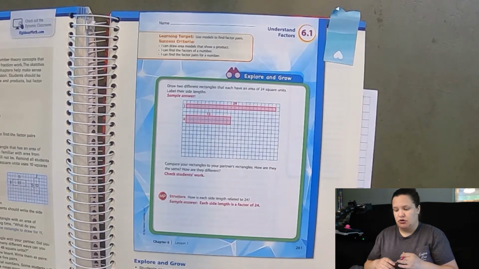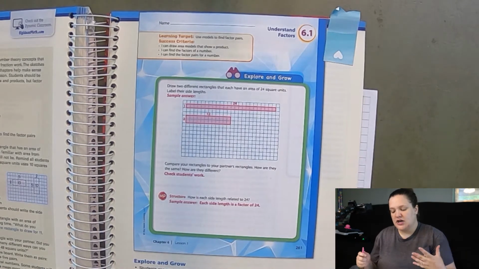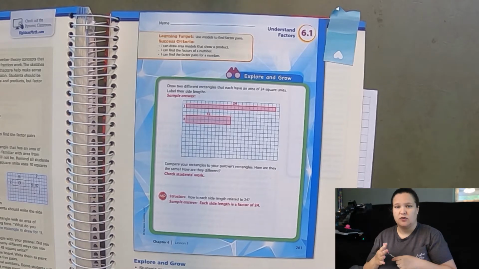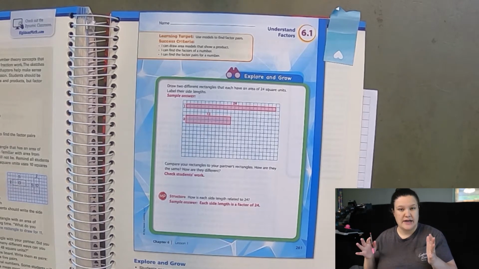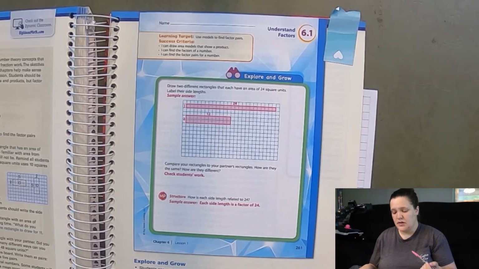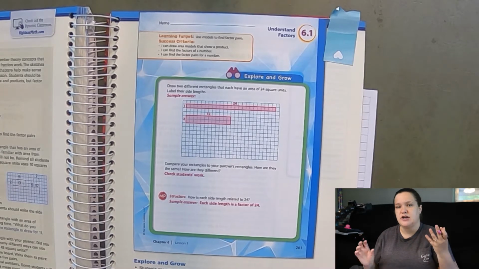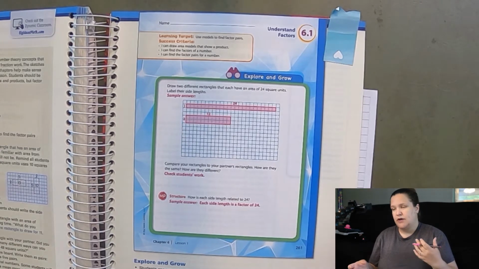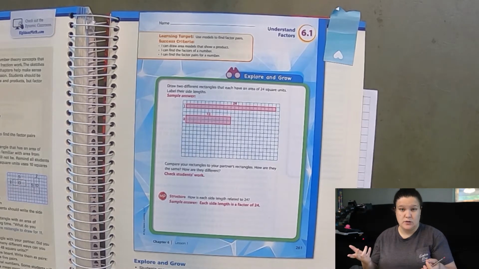In your Explore and Grow, it says draw two different rectangles that have an area of 24 square units. The area is just how many squares are in that rectangle. So we want the rectangle to have 24 squares in it. You're going to try and find two different ways. So think about 24. What numbers can you multiply to get 24?